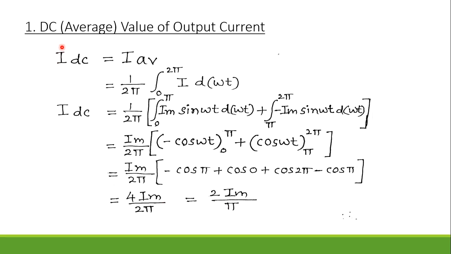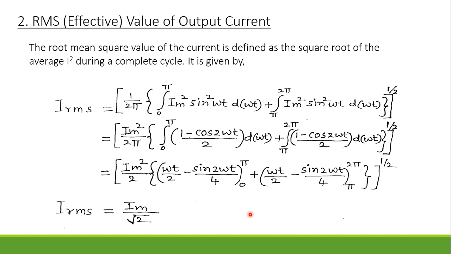So we have the DC average current given to be equal to 2 Im upon pi. Next we find out the RMS or effective value of the output current. The RMS value of the current is defined as the square root of the average of i squared during a complete cycle.